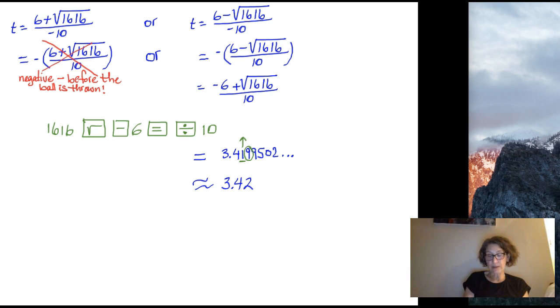So I rounded that 1 up. And don't forget the units. It's 3.42 seconds. So 3.42 seconds after that ball is thrown is when it hits the ground.